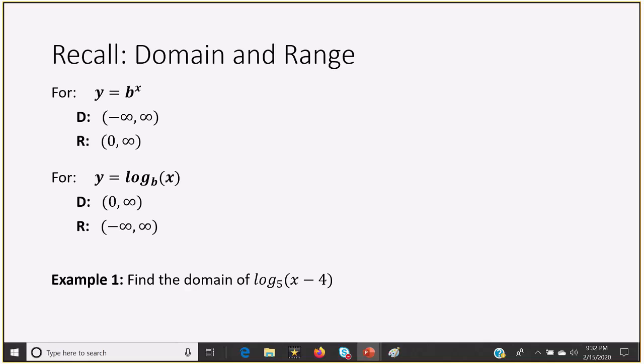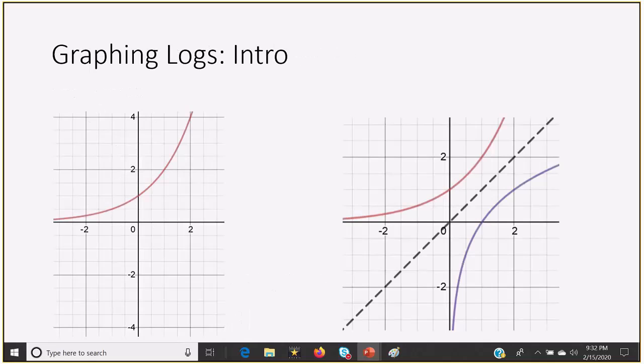So to see exactly what that means, we have this logarithm. We take whatever is inside. I don't care what the base is. I take whatever is inside, x minus 4, and I'm going to set it greater than 0. And then I just go ahead and solve. Add 4 to both sides. So my domain is 4 to infinity.